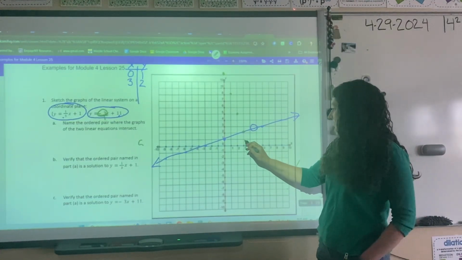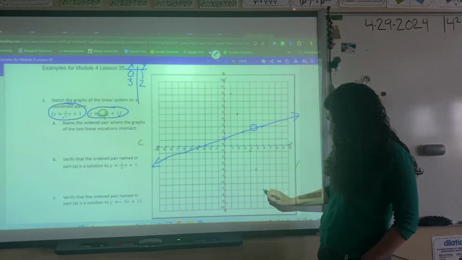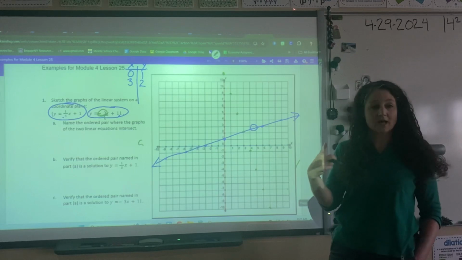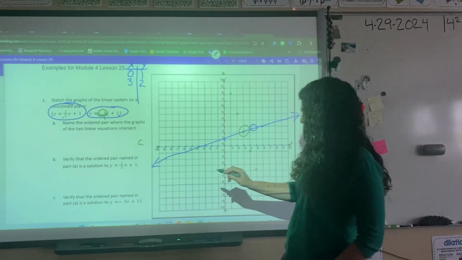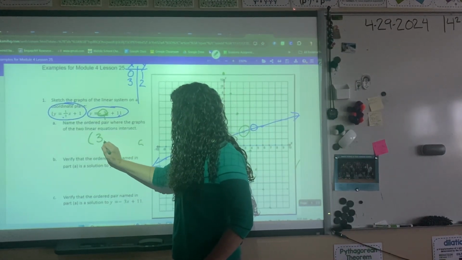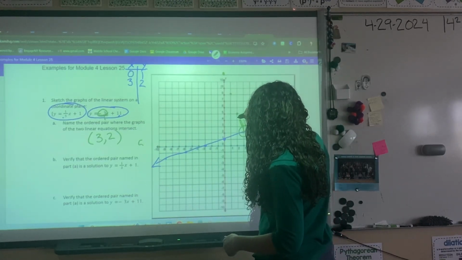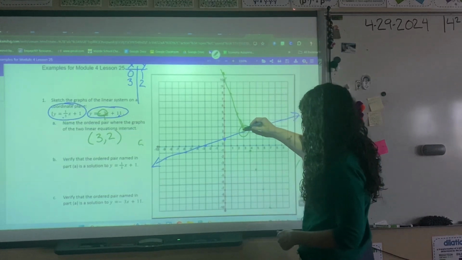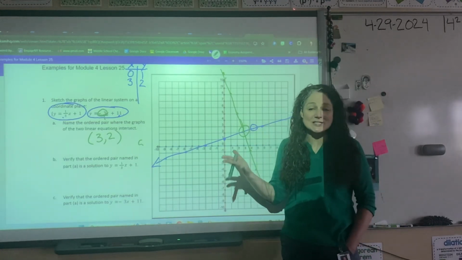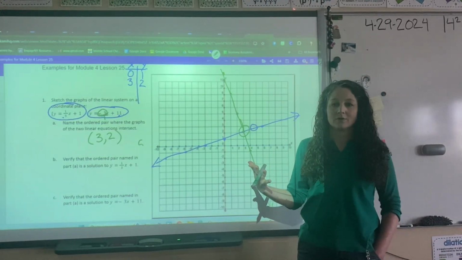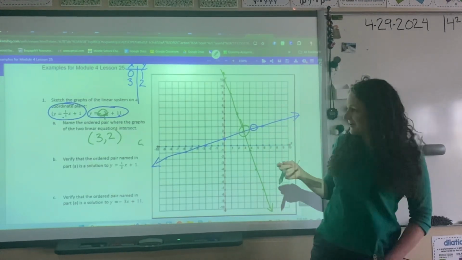They crossed. I'm going to keep going. That's crazy. Where did they cross? How many points did they cross at? 1. And which point was it? It was the point (3, 2). So Ashley was right. How many points do they have in common? 1. They have 1 point in common. How many solutions does this system of equations have now? 1. Sometimes 1 is plenty, right? It's all right if we only have 1 solution.